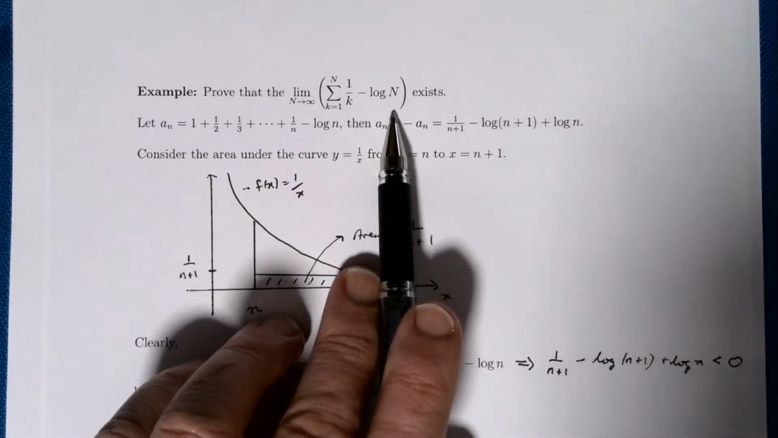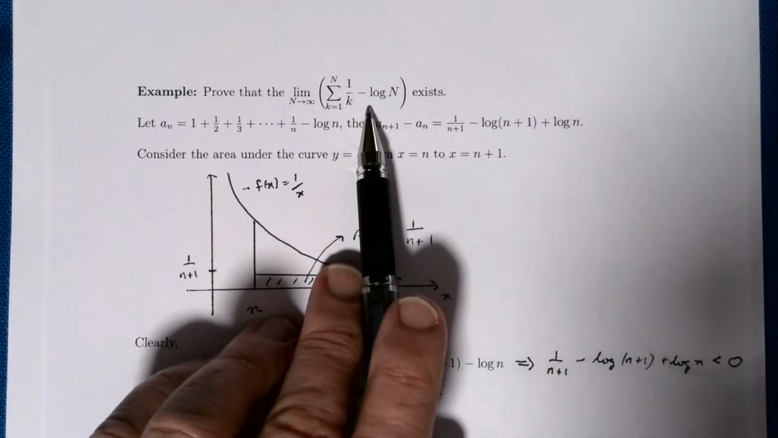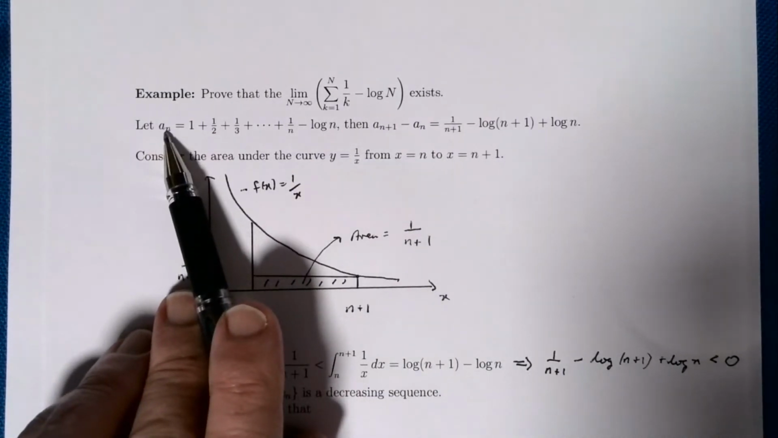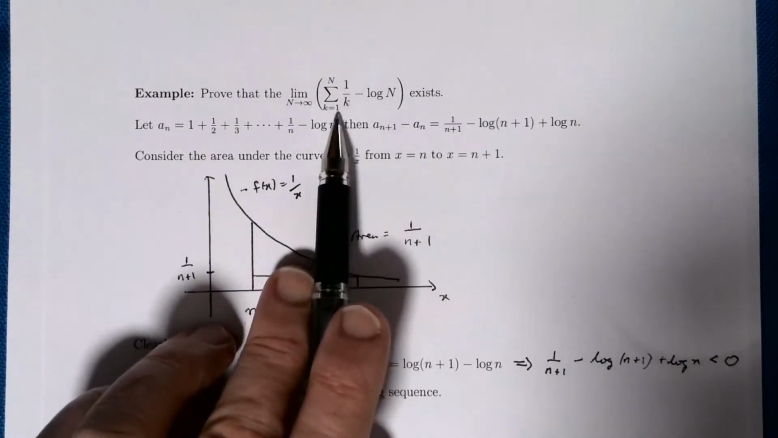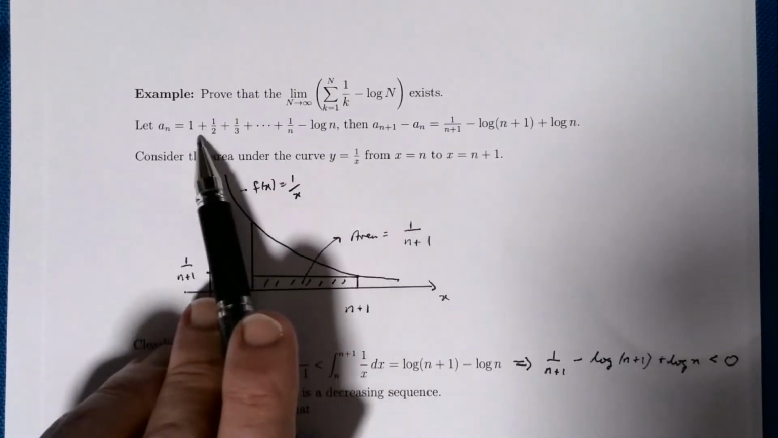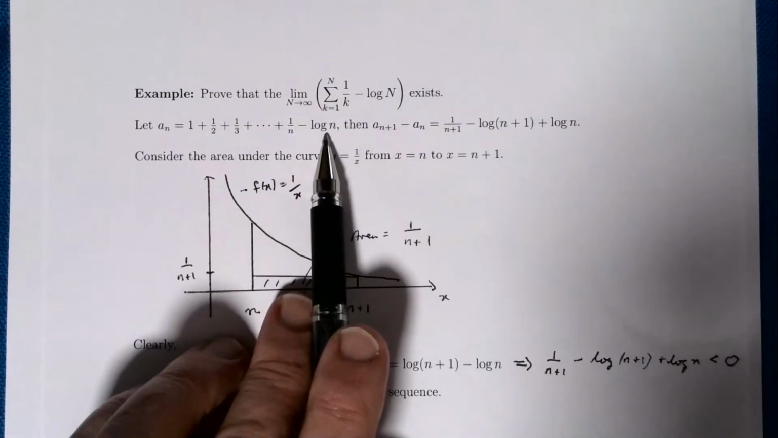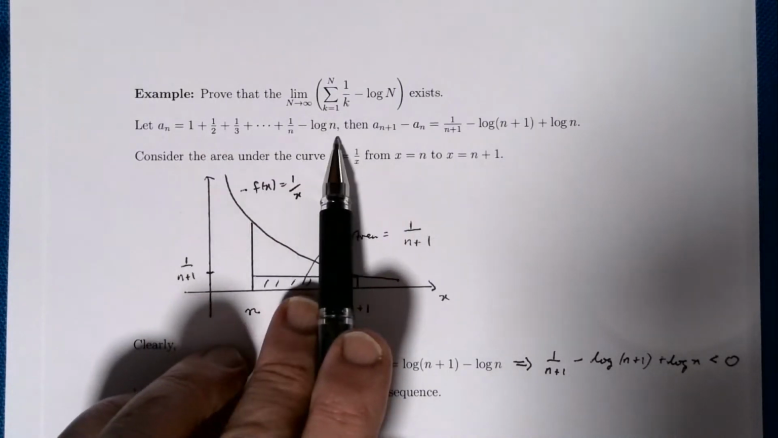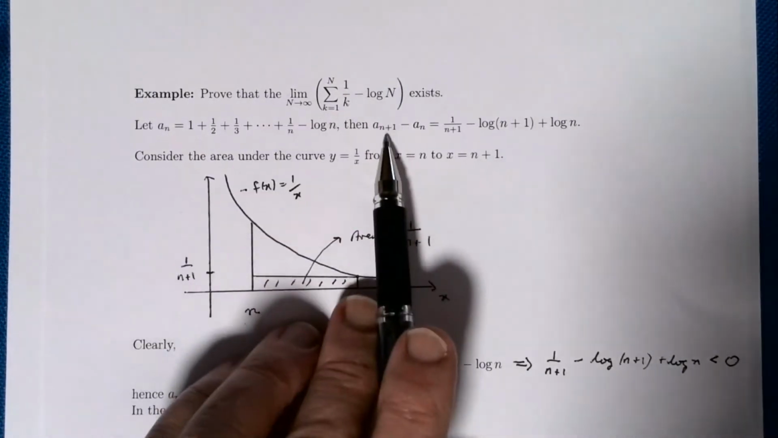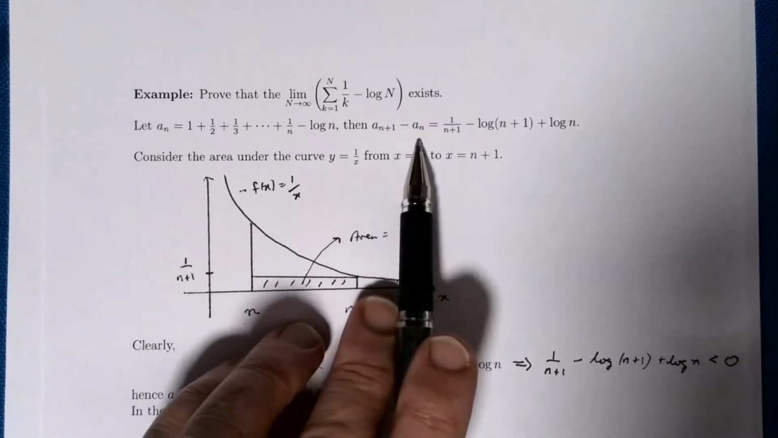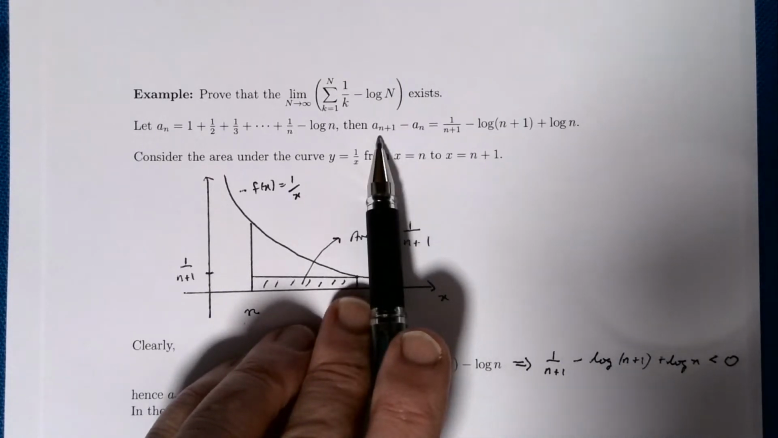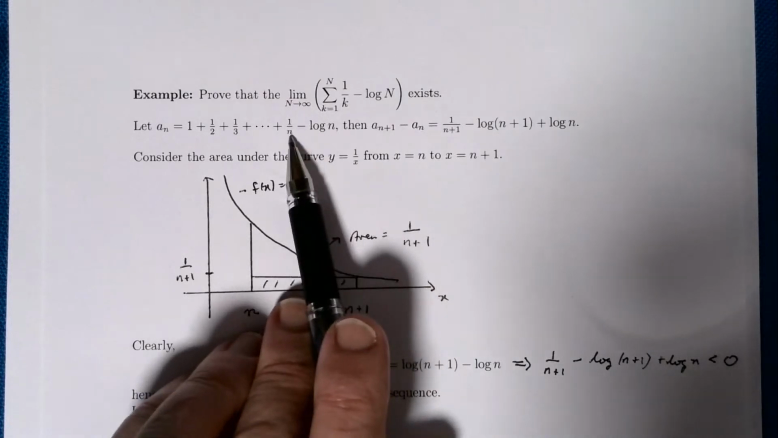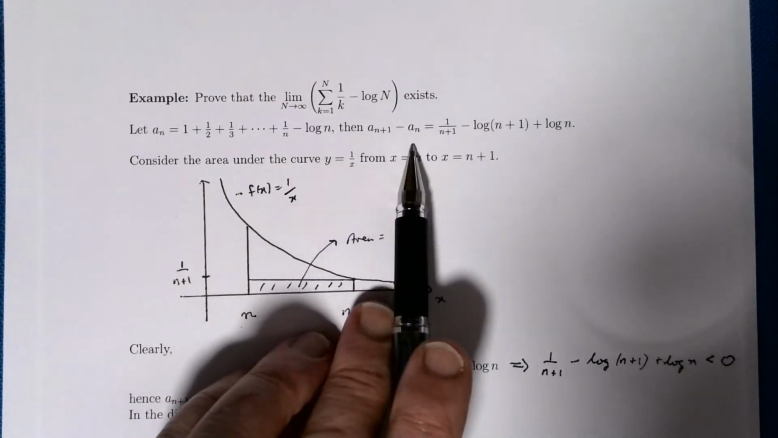What I'm going to do here is use some geometrical ideas to prove that this limit exists. So I'm going to take the sum of the harmonic series up to 1 over n, and then subtract off log n. We're going to study this particular sequence of partial sums. I'm going to look at the difference between two successive terms of this sequence, so I replace n with n plus 1 and then subtract off a_n.